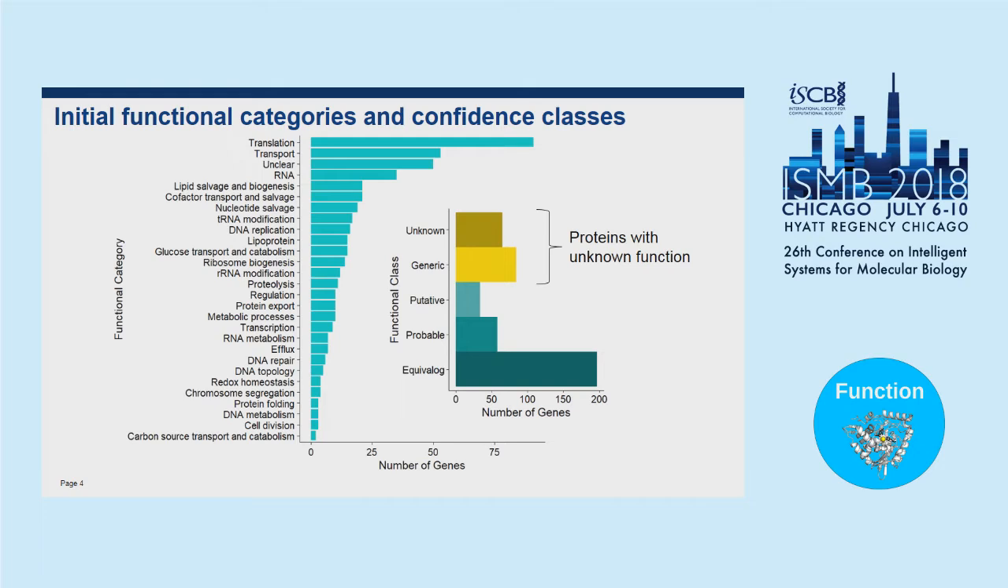In the functional classes, we have equivalogs, probable, and putative. These three groups are genes whose specific functions were known with different confidence, with equivalogs being the most confident one, and putative the least confident. Generic functional class is a group where we know a general function, but without, for example, a specific substrate. And in the unknown class they were not even confident about the general function. So these two groups are the 149 genes that we consider of unknown function.